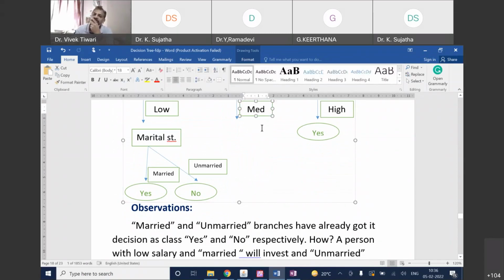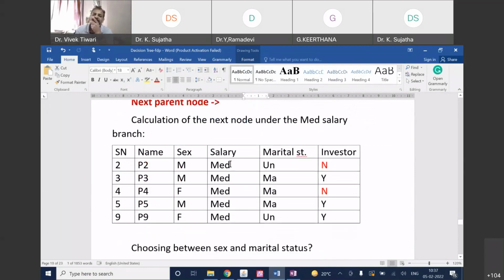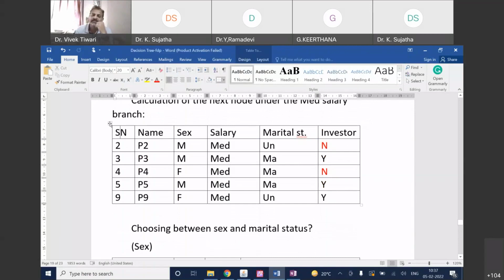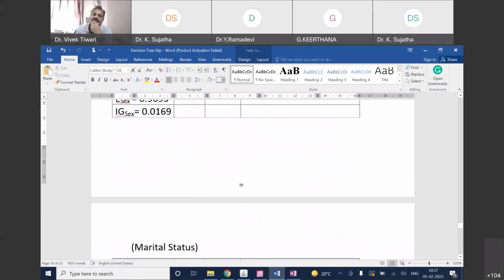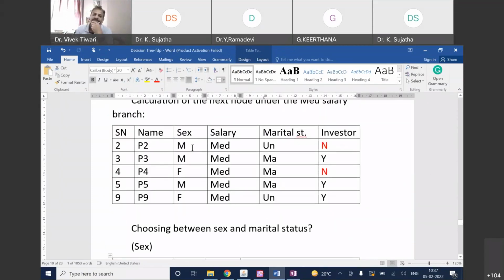In the medium, we again have the same choice, either marital status or gender. This is the sub data set I have created under the medium. We have to consider, from the whole data set you have been given, and filter out all observations where salary is medium. Again, you have to calculate the entropy of the class, and then calculate the information gain of gender and marital status one by one. Let's go. Male: there are three males. Two are investors, one is not an investor. Three males: one, two, three.